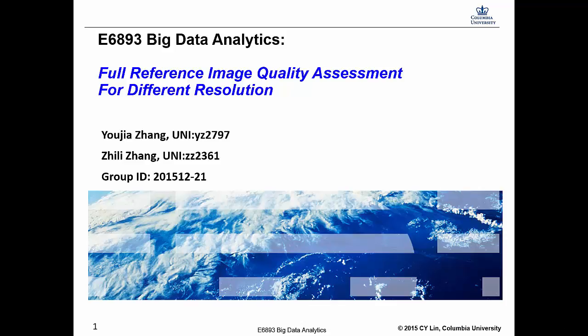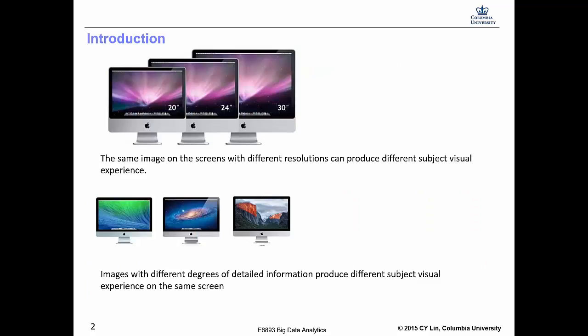The project of our group is full reference image quality assessment for different resolution. Nowadays, the devices people are using to acquire visual information vary from television to smartphone, with different resolution but the same content. Until now, most image quality assessment algorithms are designed to assess images with exactly the same pixels. As a result, an algorithm to analyze images with different resolution but the same content is in need.